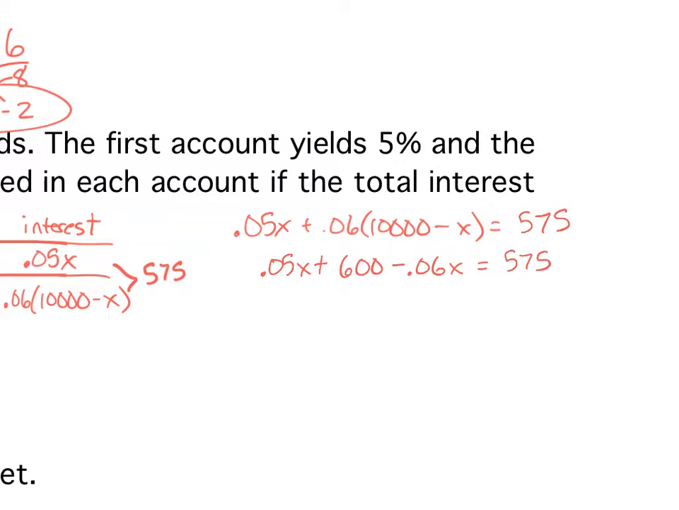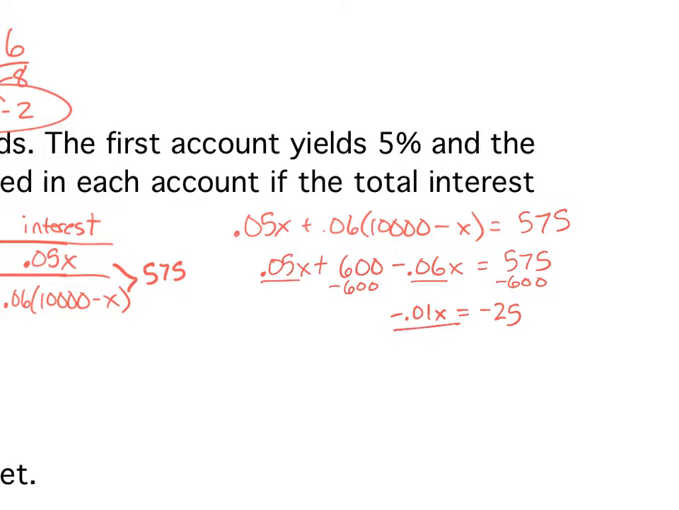I'm trying to solve for x. My next step is to combine like terms and make sure the x terms are on the left side, non-x terms go over to the right side. So I need to subtract 600 from both sides. And I also need to combine these 2 x terms together. So 0.05x minus 0.06x is negative 0.01x. And then over on the right side, 575 minus 600 is negative 25.